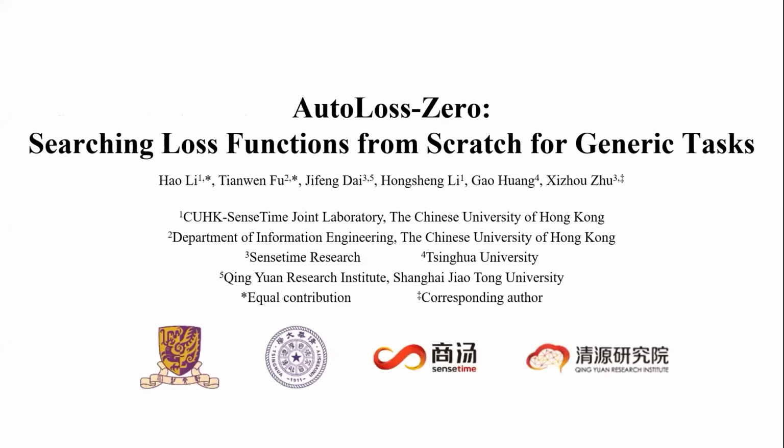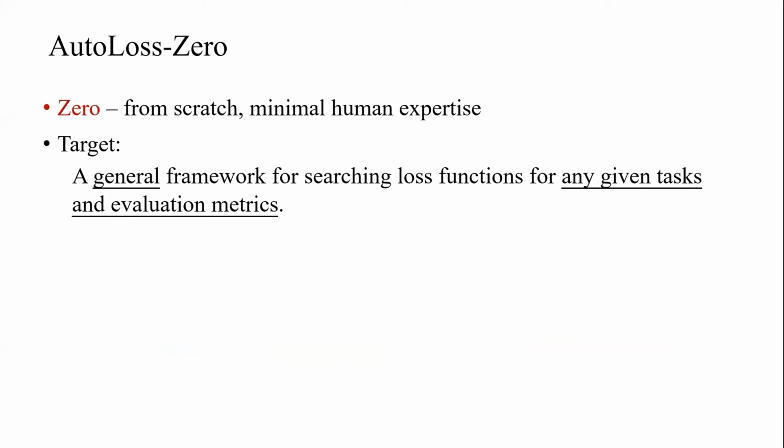It is called AutoLoss-Zero, searching loss functions from scratch for generic tasks. We named the framework Zero because it searches from scratch and with minimal human expertise. Our target is to develop a general framework for searching loss functions for any given tasks and any evaluation metrics.